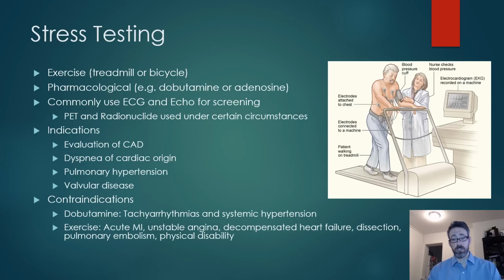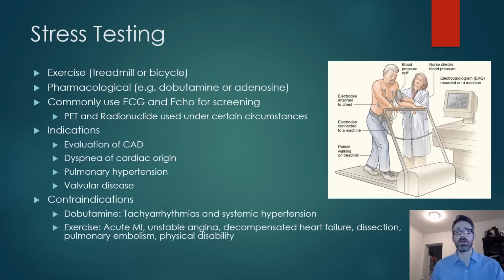Some contraindications to a stress test, of course: for example, you wouldn't give dobutamine to somebody who has tachyarrhythmias and systemic hypertension because it could definitely worsen that. In terms of exercise, if they're having an acute MI, they have unstable angina currently, decompensated heart failure, dissection, or pulmonary embolisms, this would definitely exclude them from getting an exercise stress test.